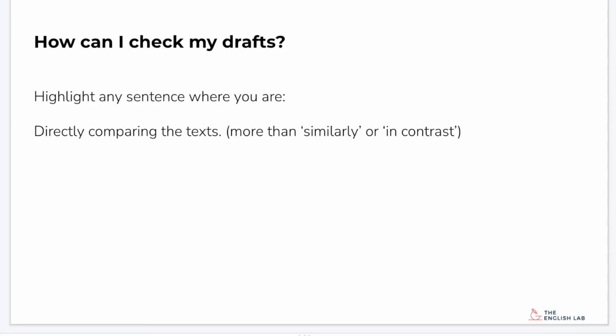So how can you check that when you're doing your own writing? You want to get out your highlighter and highlight any sentences where you are directly comparing the texts. And if that means you've simply been able to highlight the word similarly halfway through your paragraph, you can tell yourself that clearly I'm not getting to the criteria here, and clearly I'm not doing enough. You might surprise yourself in how little comparison there might be in some of your comparative paragraphs. That's fine. It's quite common, actually. So you want to make sure that you're working towards it.